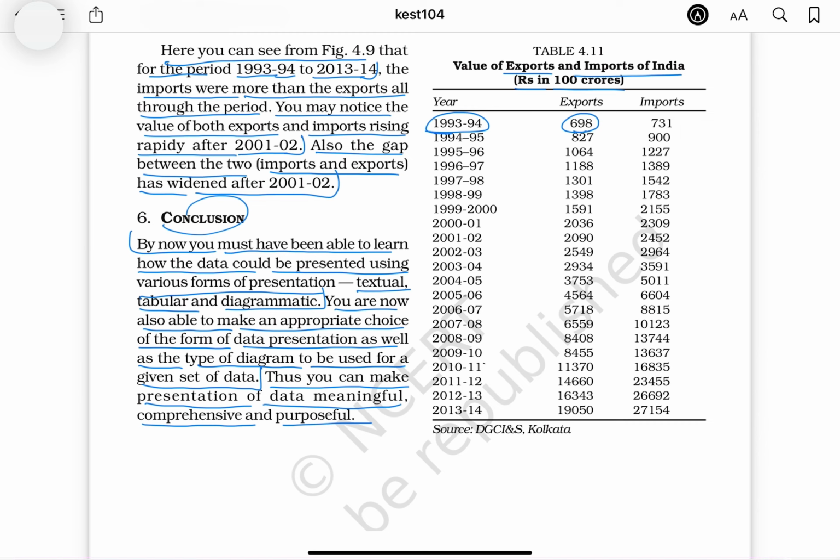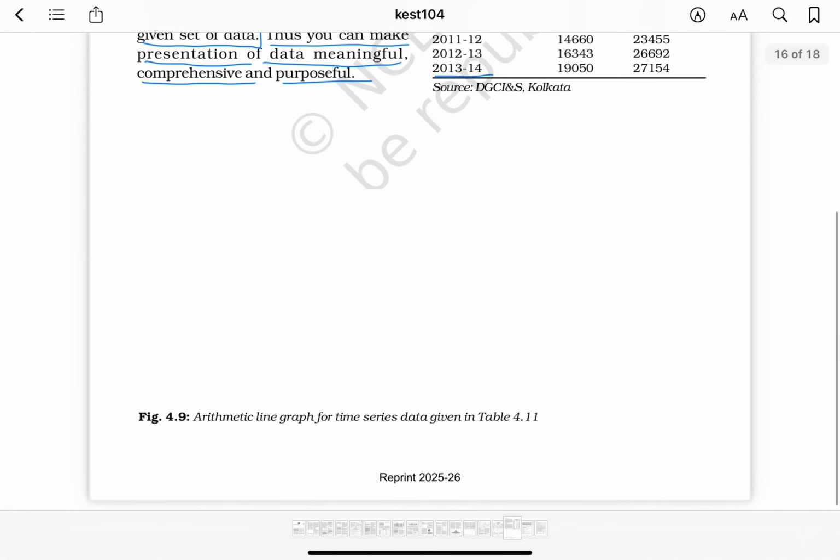1993-94, exports 698, imports 731. 1994-95, exports 827, imports 900.